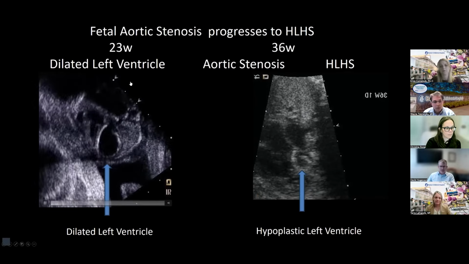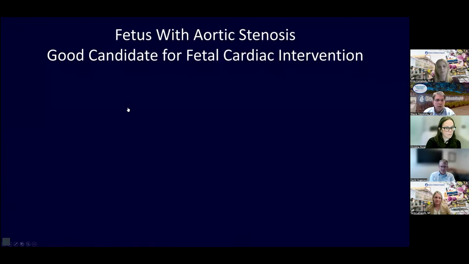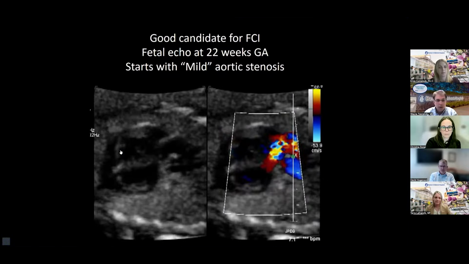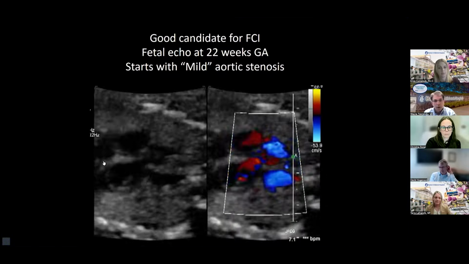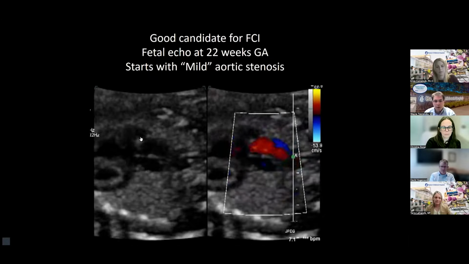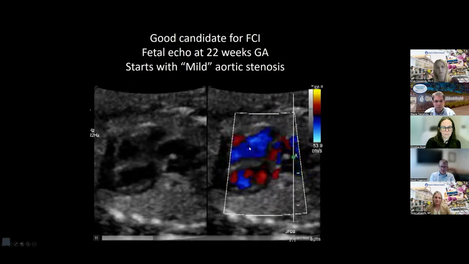And that's one version of hypoplastic left heart, where predominantly the aortic valve, or the outflow valve from the left ventricle, is blocked to the point where the left ventricle becomes damaged. Now, I'll show you an example of a patient that was a good candidate for this fetal therapy and had a good outcome. And these are the ideal types of patients.